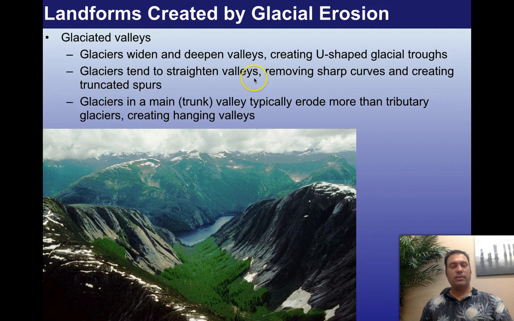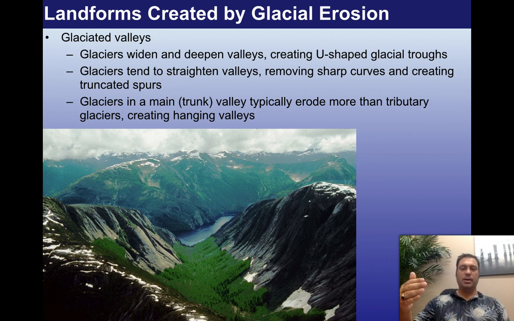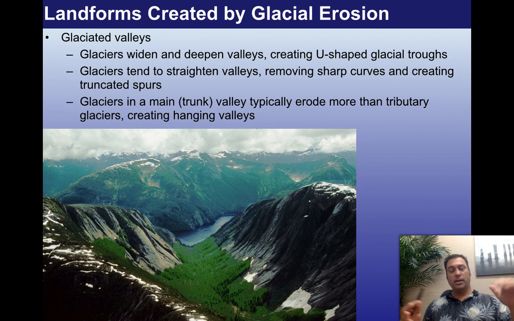Glaciers tend to straighten valleys, removing sharp curves and creating truncated spurs. In the case of glaciers versus rivers, rivers tend to oversteep in certain areas and they tend to deposit in other locations. So it's very likely that some rivers may run the risk of actually making valleys a little more curved than they ordinarily would be over time. Glaciers tend to do the opposite. They like nice straight runs where they can deliver the ice very efficiently.